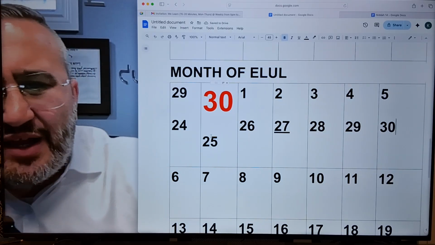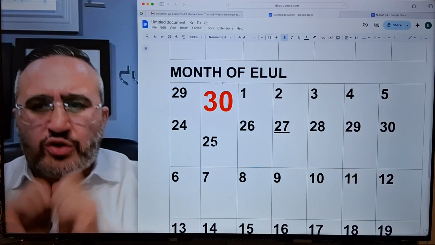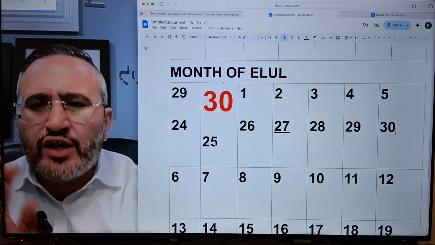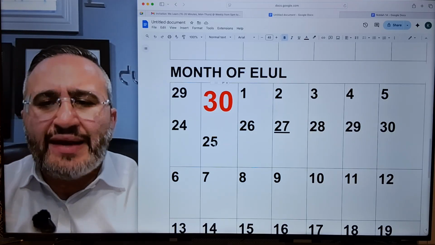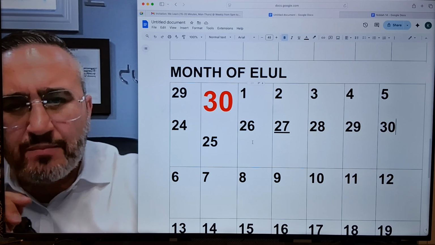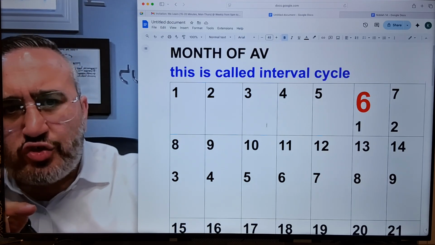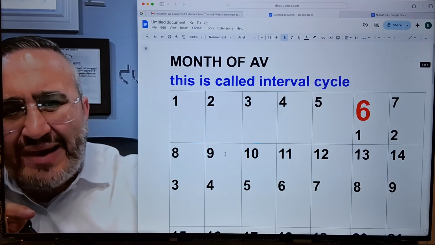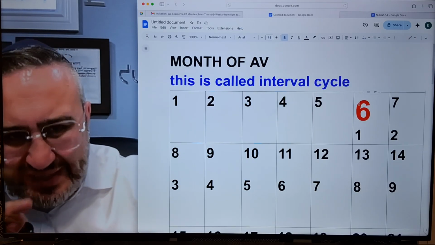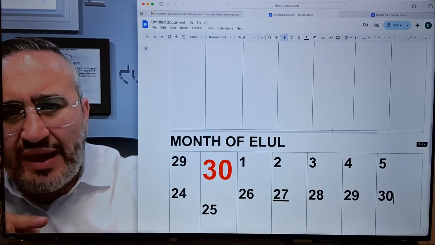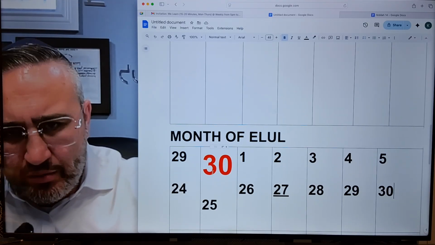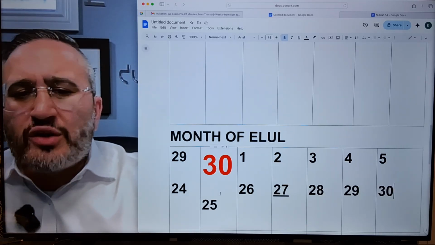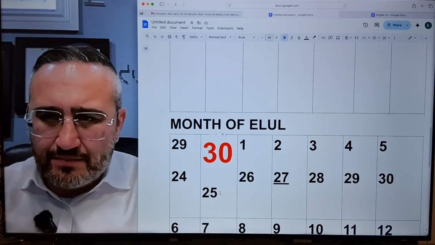So therefore, when she got it on the 25th, now pay close attention. This is called Vesed Haflaga, an interval cycle. What happened? Since she saw on the 6th of the month, and then she saw at the end of the 30th of the month, when I count from the 6th of the month until the end of the month, because that's when she saw, it is exactly 25 days. Now a woman has an interval cycle.